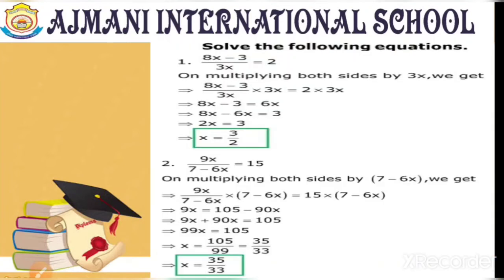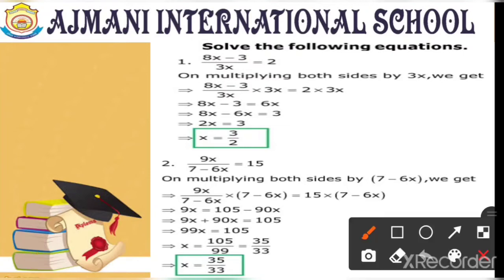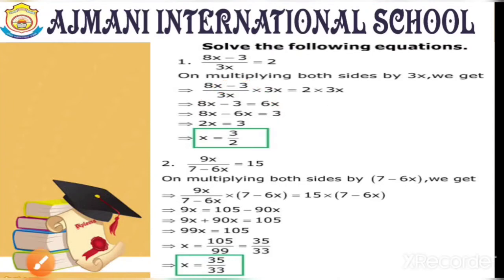The question number 1 of it is, solve the following equations. The first part is (8x minus 3) upon 3x is equal to 2. So it seems very easy, right? Just turn this 3x to your right hand side and you would get 8x minus 3 is equal to 6x. Or after turning 8x towards the left hand side, you would get 8x minus 6x is equal to 3. That is nothing but 2x is equal to 3 or x is equal to 3 by 2.